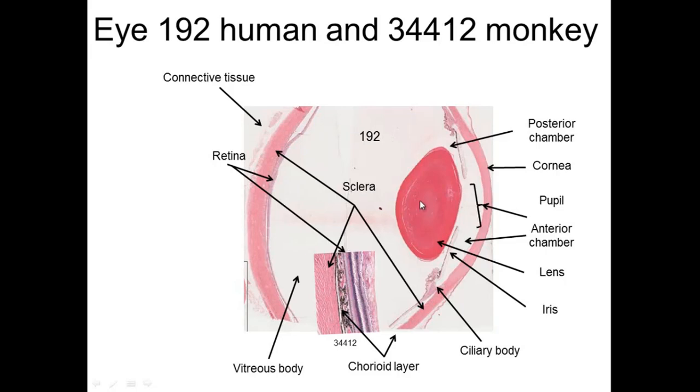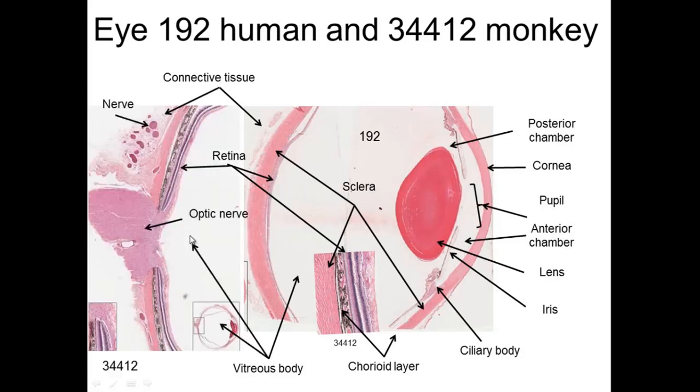Then we have the lens, and this is where the pupil would be, the opening there between the iris. Actually, iris goes all the way around and makes a circle, but we just see two projections of the iris: the posterior chamber, anterior chamber, lens, iris, ciliary bodies, sclera, as you can see, retina, the different portions.